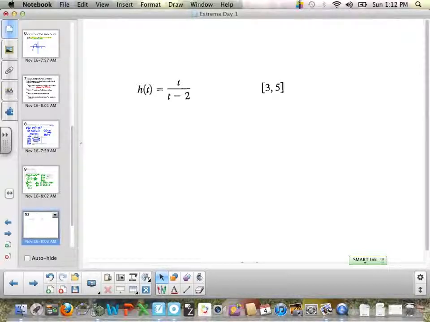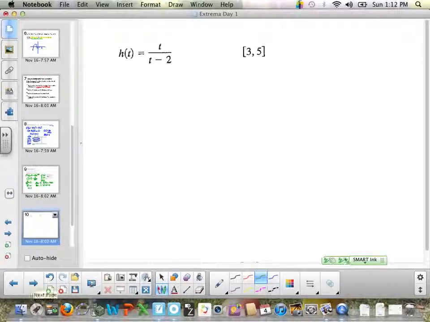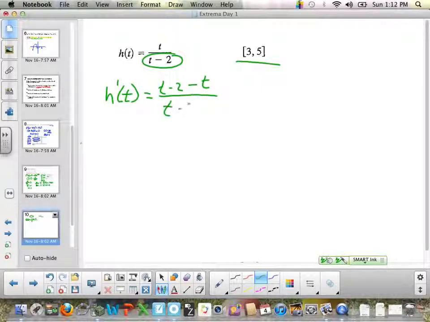Okay, one more example. We'll take our derivative here. Is this continuous? Well, there's a discontinuity at 2, but is 2 in our interval? No, it's not. So we're good to go. We'll do h prime of t equals bottom, derivative of the top minus top, derivative of the bottom, over bottom squared. The top simplifies to -2. The bottom is t minus 2 squared.